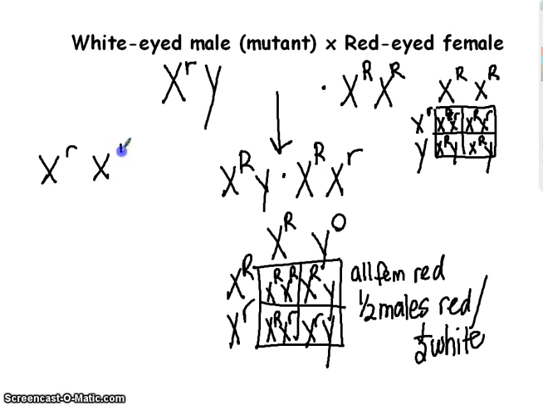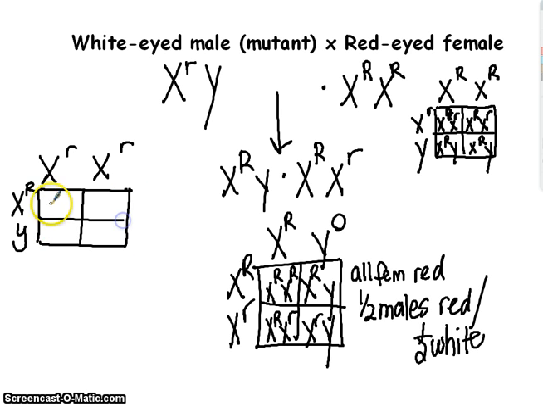X little r, X little r. And we're going to say that she's crossed with a normal male. Watch what's going to happen this time. So we get X big R, X little r, X big R, X little r. Do any of our females have white eyes? No. How about our males? Yeah. All the males, right? So all of our males would come out with white eyes, and all of our females would be normal.